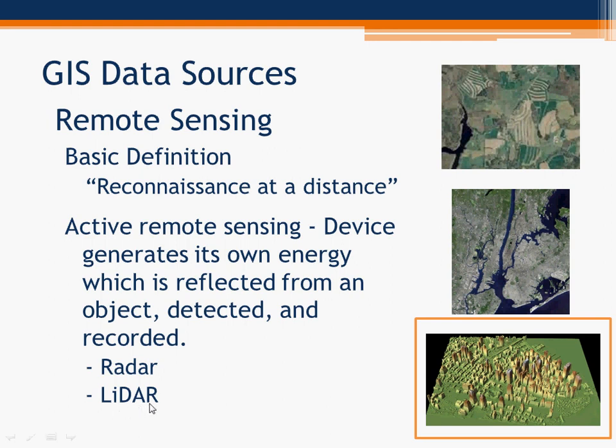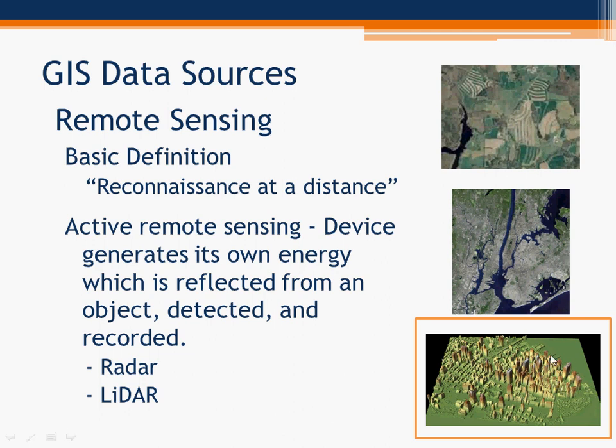Light detection and ranging. So what happens there is that a plane flies over with a laser device attached to it and basically hits the surface of the Earth with thousands and thousands of point locations, and it returns an X, a Y, and a Z. So basically a longitude, a latitude, and an elevation value is returned to the plane.